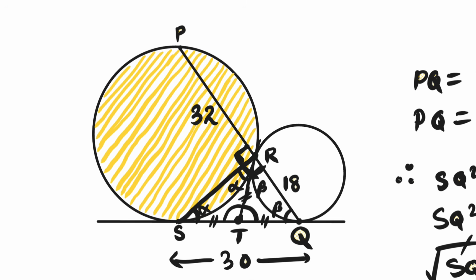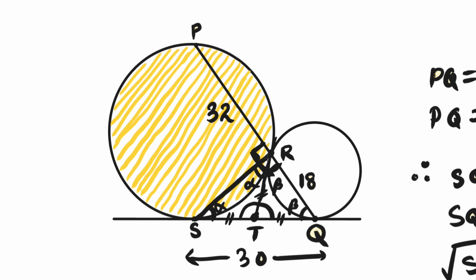This is the key moment. Now we can use the converse of Thales' theorem. Remember what Thales' theorem tells us. If a triangle is formed inside a circle and one side of the triangle is a diameter, then the angle opposite that diameter is 90 degrees. The converse says that if an angle in a triangle inscribed in a circle is 90 degrees, then the side opposite that right angle must be the diameter of the circle.